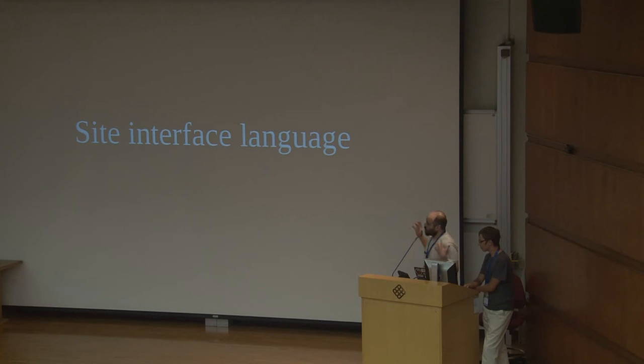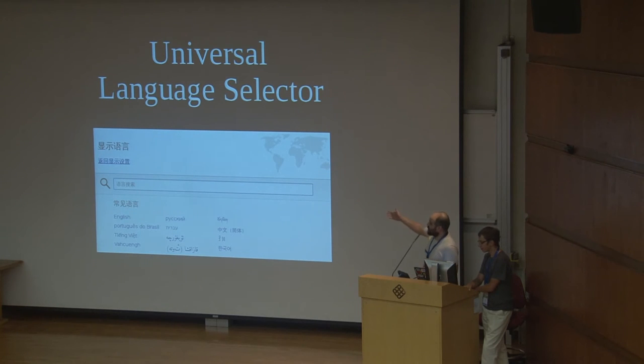Now, what can we do about the site interface language? That is actually one of the easiest parts. The general interface of MediaWiki is quite well translatable. It's because it's basically the same MediaWiki with some minor additions for Commons. And we also have this Universal Language Selector, which Santosh and Niklas showed a few minutes ago. So this is one of the ways that you can actually use it.